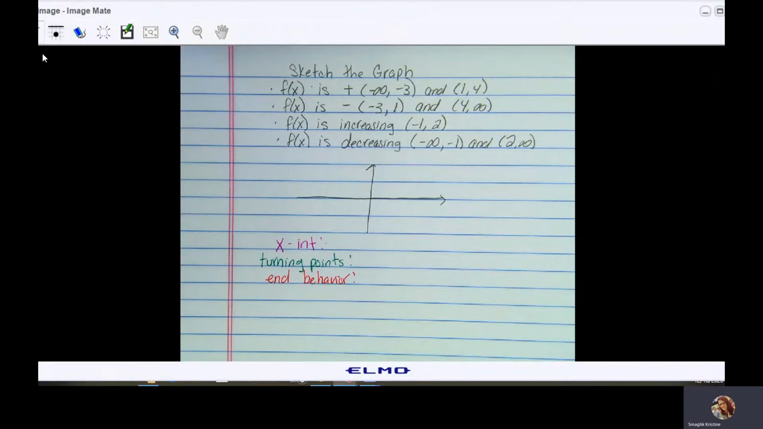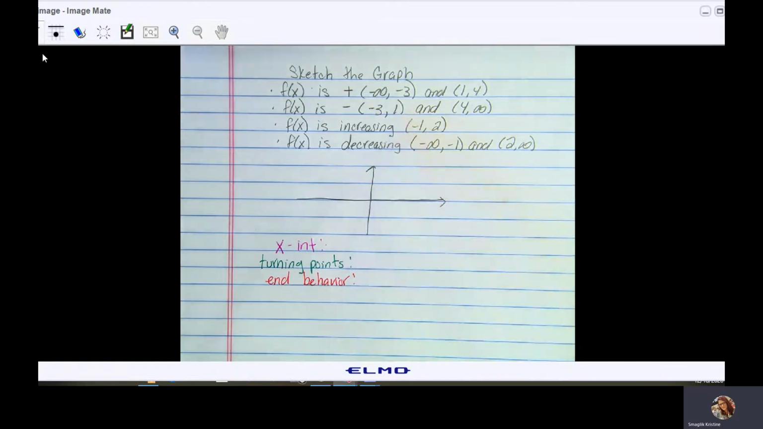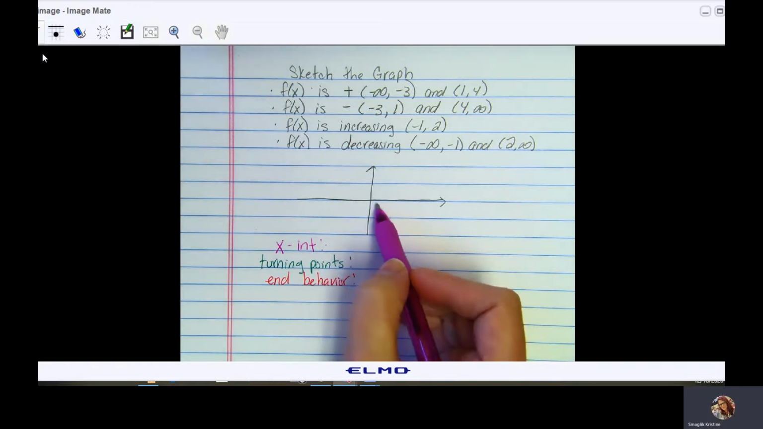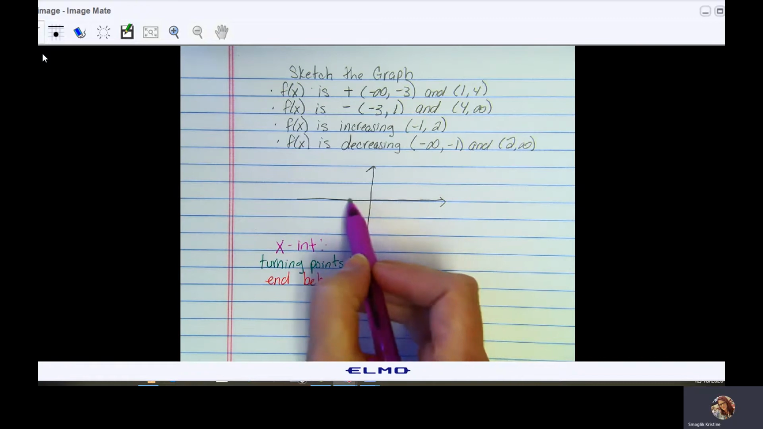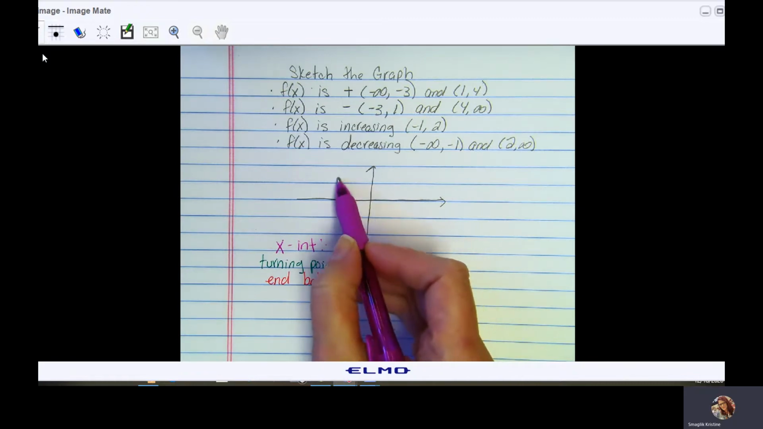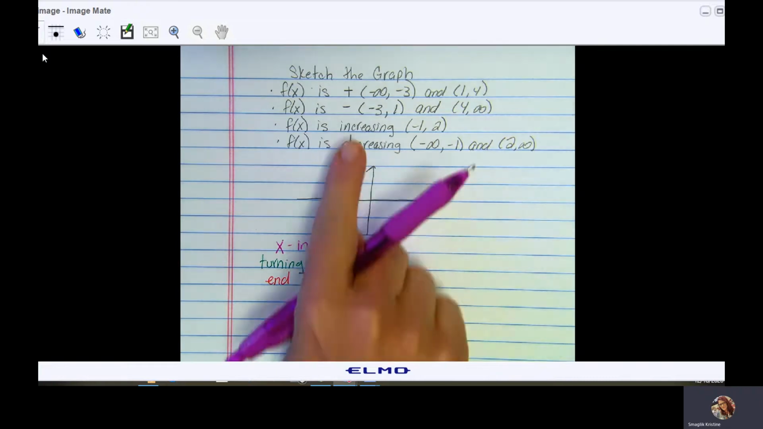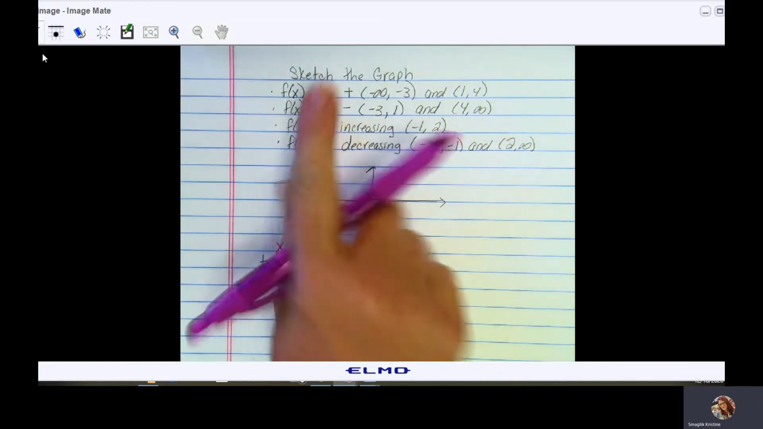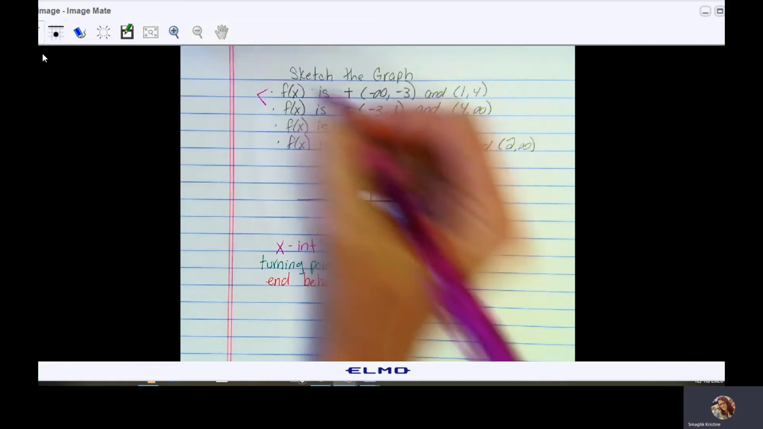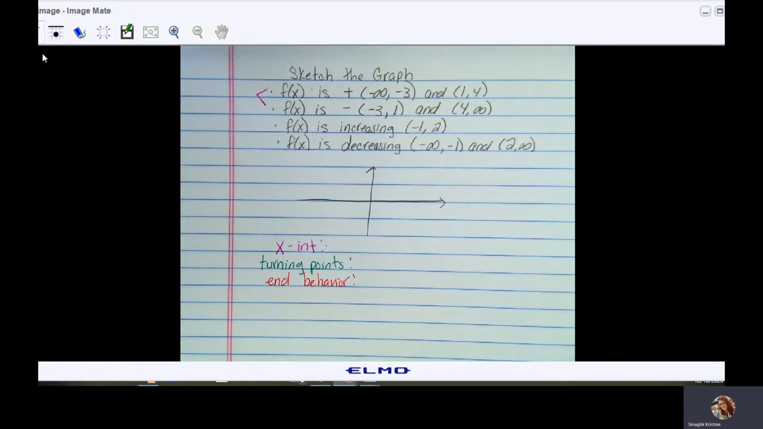In this video, we're going to sketch the graph of a polynomial, given a few of the key characteristics of that polynomial. So the first thing we're going to look at is we're going to find the x-intercepts. Well, if you remember, your x-intercepts are right on that x-axis. Anything above the x-axis is positive. Anything below the x-axis is negative. So we're going to look at these intervals here to determine where our x-intercepts are.